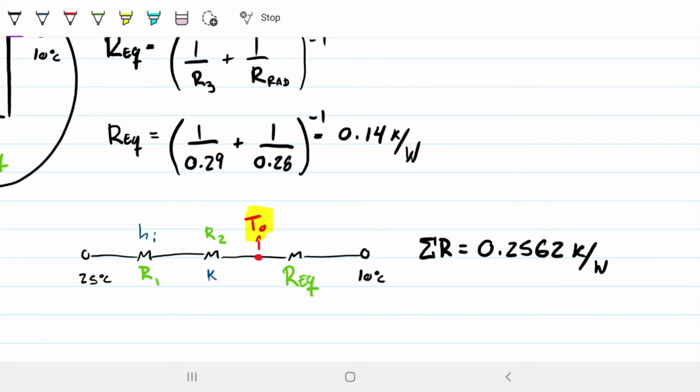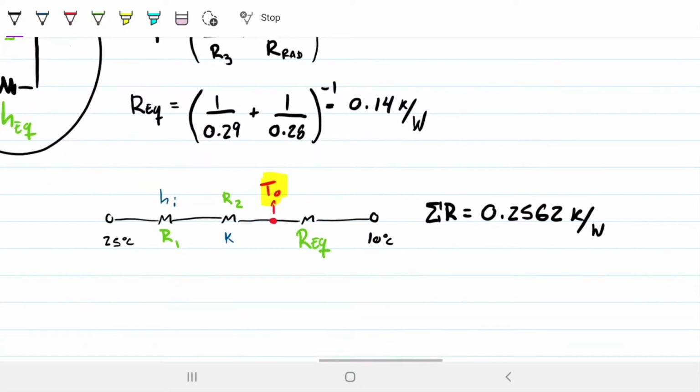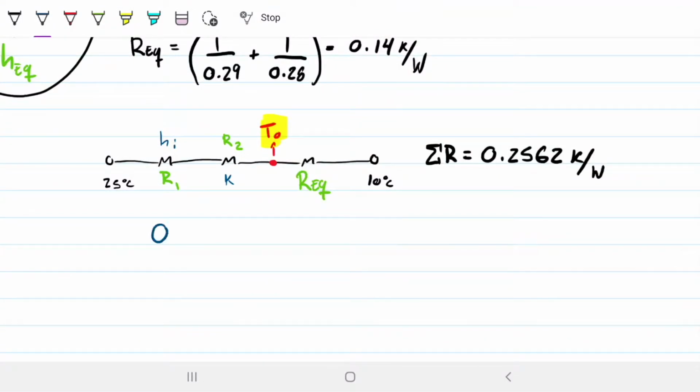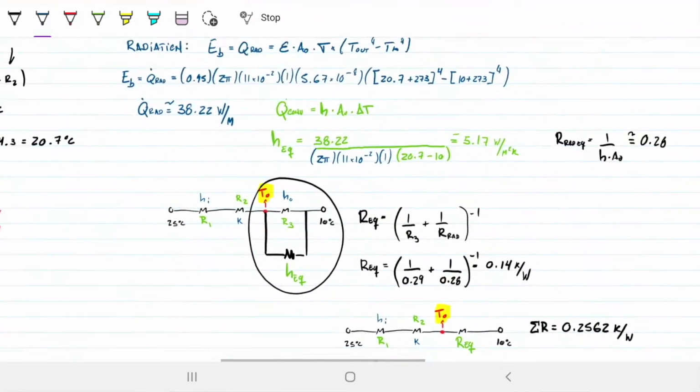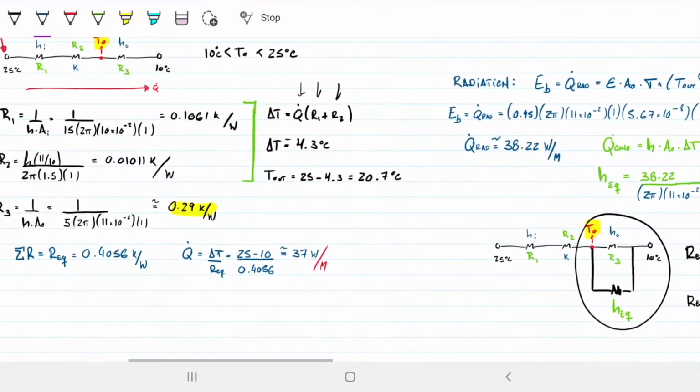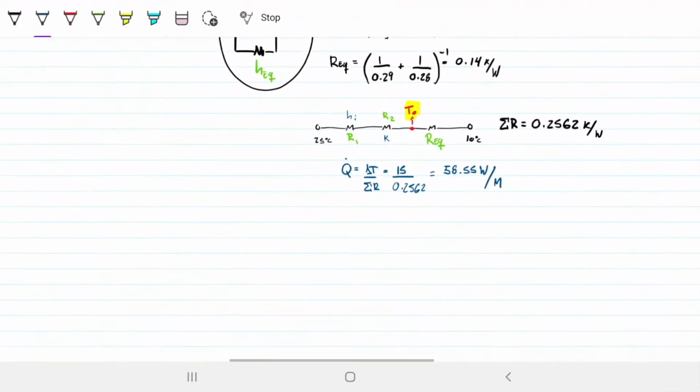Now we go again, because now we're going to find everything differently, right? Why is that changing? Because now we know Q will change because Q is dependent on delta T divided by the sum of R's, and in this case my delta T is still the same, still 15, the 25 minus the 10, but now my sum of R's changed, and it changed to 25.62 that I just found, and this is going to be 58.55. Again, let's not forget that we consume everything per meter length, so this would be per meter. And note how this changed, right? We originally found this to be 37, and now we just found it to be 58.55.